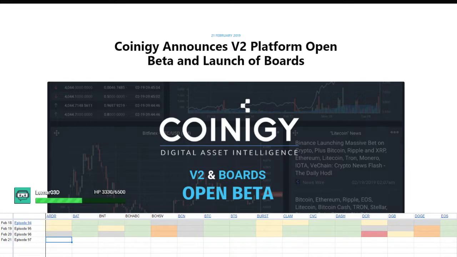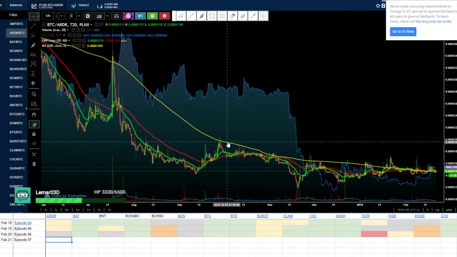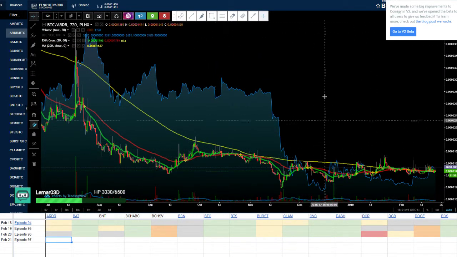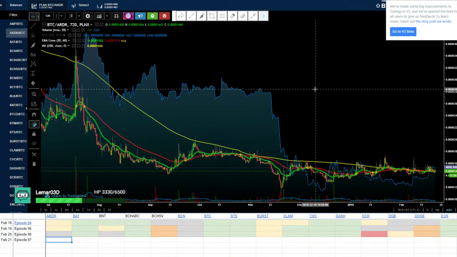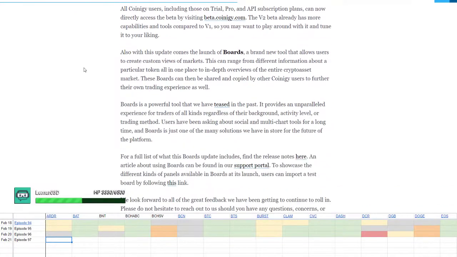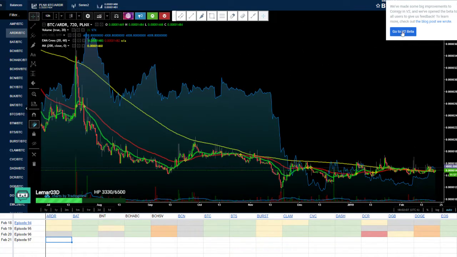All right. So let's go back to our spreadsheet and we're going to start out going through all of the markets now. So here is the alpha version of Coinigy. And you can see here we've got the announcement, but that links off to the blog post. And the blog post has all the details about what's actually going on. And the newest thing is the boards. So let's go and take a look at that.